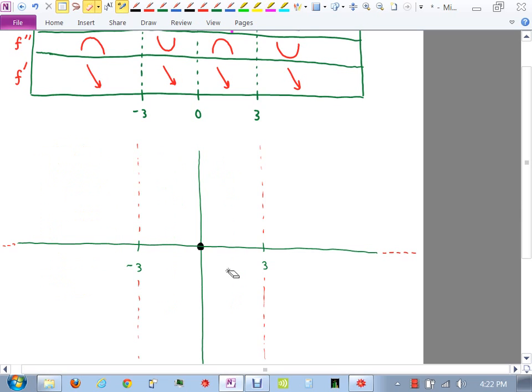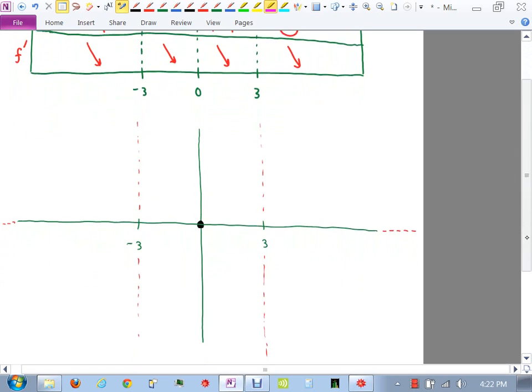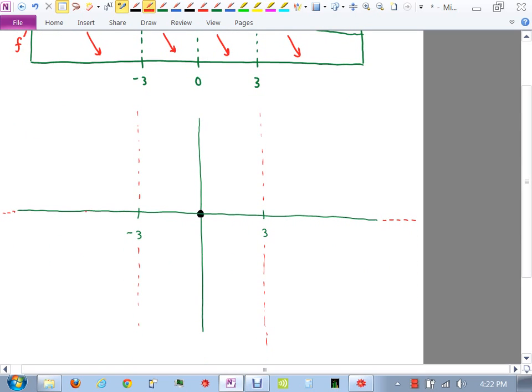So what I'm going to do, I'm just going to leave those colors up there. I'm going to pick any point I want over here, any point I want in here, any point I want here, any point I want here, and I'm going to plug those points into the original function. So let's try -4. Is that a good one? Put -4 into the original function. What do you get?